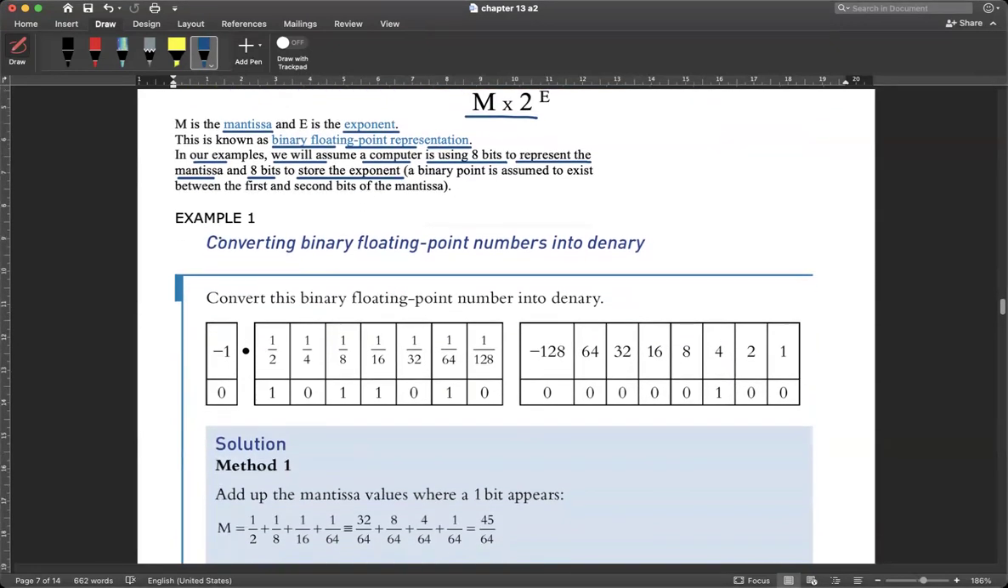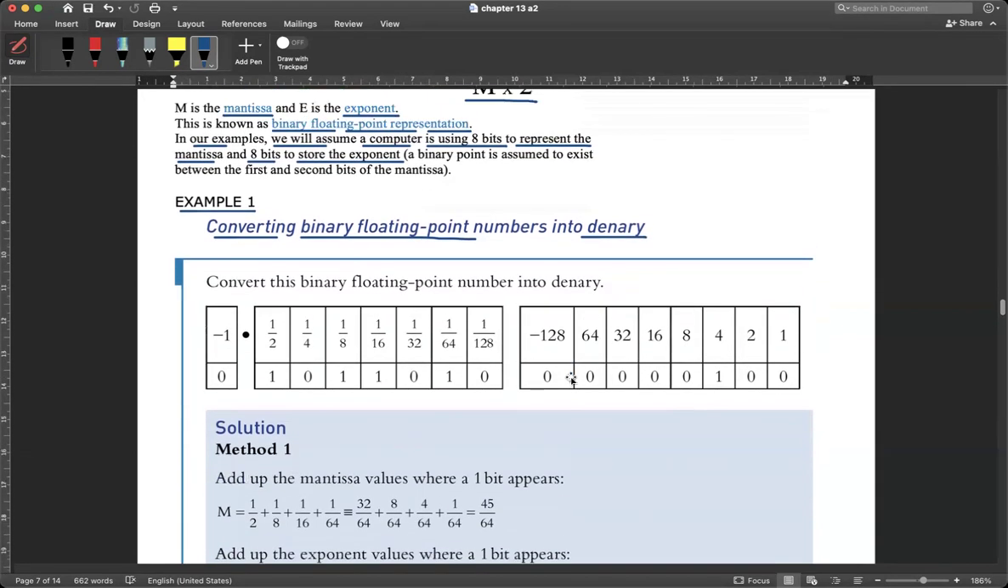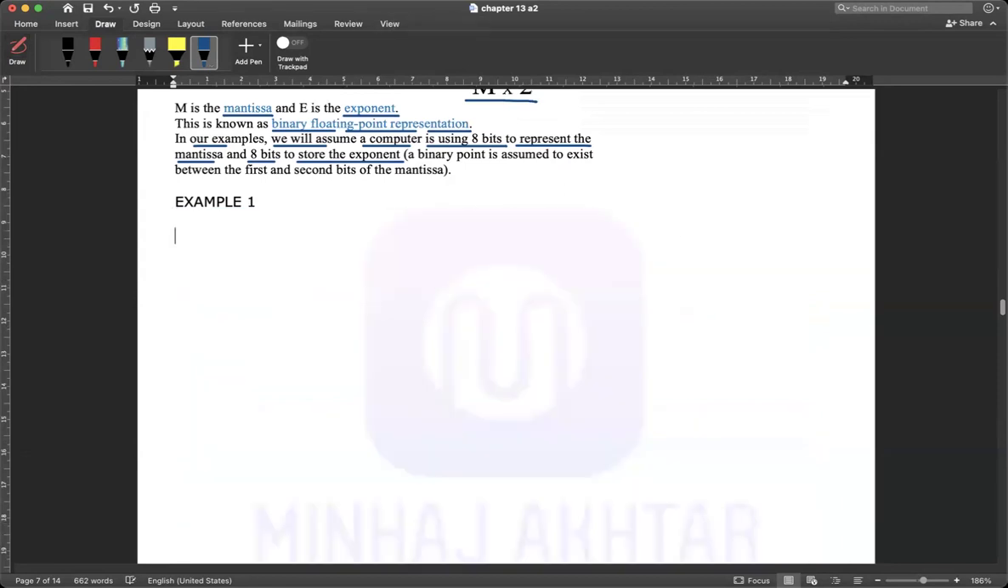Now, example number 1: converting binary floating point numbers into denary. Just like we already did in the last session in AS, how to convert binary to denary. So remember, guys, we draw a register. In that register, we draw an 8-bit register. Just like that, we are going to draw the same thing. Okay, so we have a question. First, you see the question. I'm going to write it down for you guys.